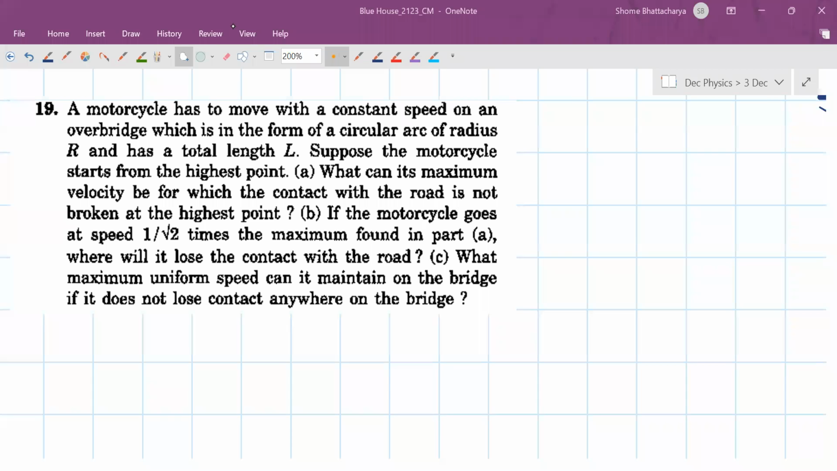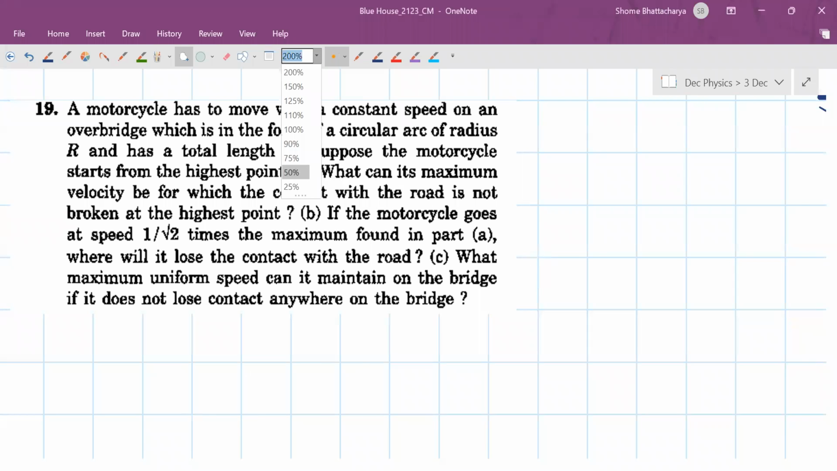Then the second part: if instead of going at that particular speed, it goes at 1 by root 2 times that speed, then what is the point at which it will lose contact? Where it will lose contact means we can find the angular position of the point at which it will lose contact. And finally, if it does not lose contact anywhere on the bridge.